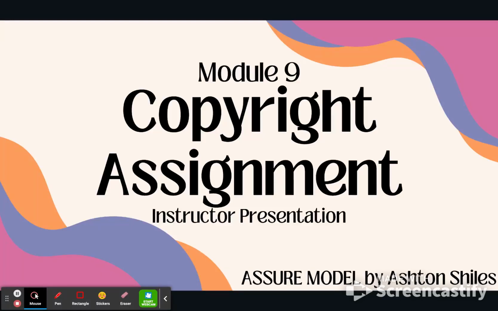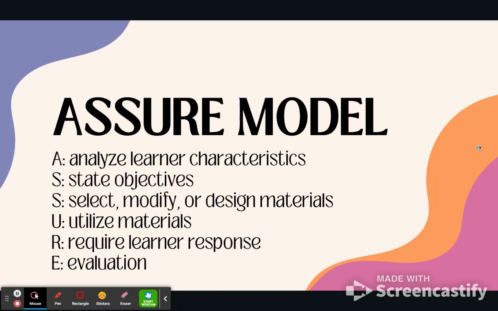Hello, this is the Module 9 copyright assignment, the instructor presentation over my lesson for the ASSURE model over copyright. So the ASSURE model is 6 steps. A is analyze learner characteristics. S is state objectives. S, select, modify, and design materials. U, utilize those materials. R, require learner response. And E, evaluation.